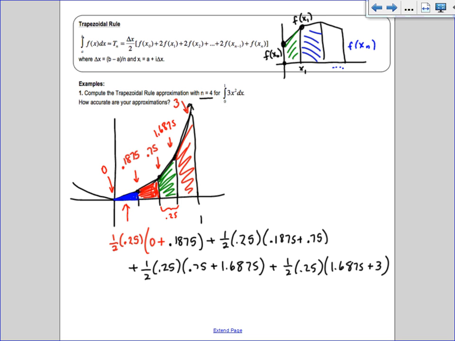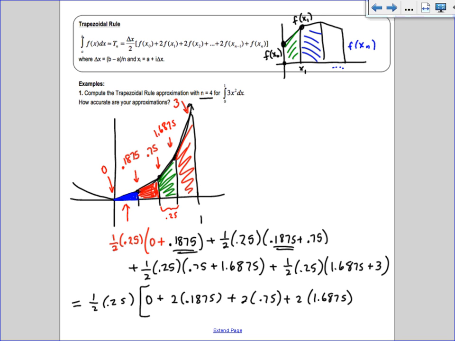So if you kind of factor out all of the things in common, my 1/2 times 0.25, do you see what Blake was talking about? You have 0 plus, you end up having 2 of the 0.1875s, because you have it here and you have it here. And then you have 2 of the 1.6875s. And you have, oh, I skipped one, didn't I? 0.75s. 2 of the 0.75s, and 2 of the 1.6875s, and then only 1 of the 3s. That's where the formula comes from. So it's not hard to memorize.